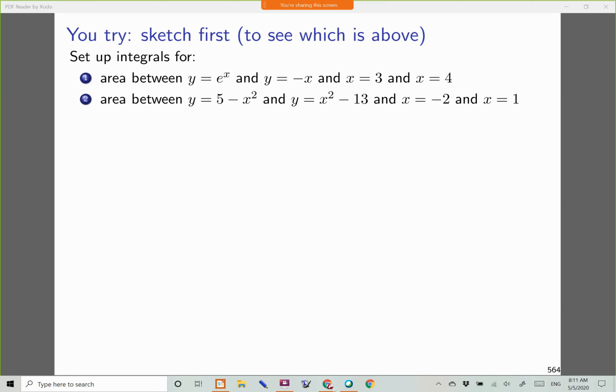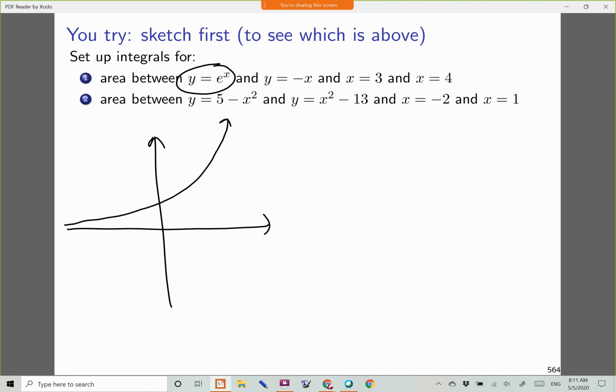Okay, so for the first one, you have this exponential function. Sometimes it's helpful to draw axes for these. Sometimes it's not actually, right? I'll draw in some axes, and you've got this exponential function that looks something like that with a y-intercept of 1. You have this line y equals negative x, so that's a line that goes through the origin of slope negative 1. And then you have these vertical lines, x equals 3, x equals 4. They're all right next to each other, actually, right? Vertical line there, vertical line there.